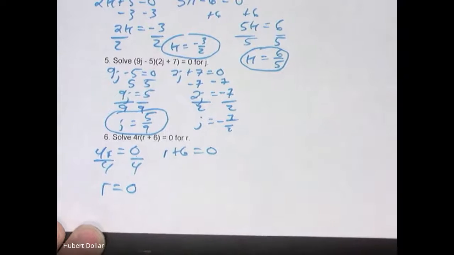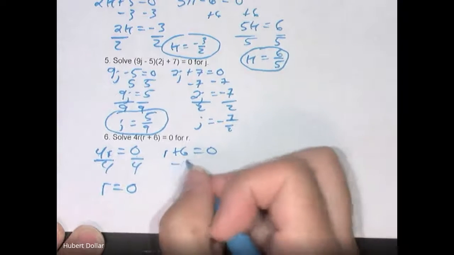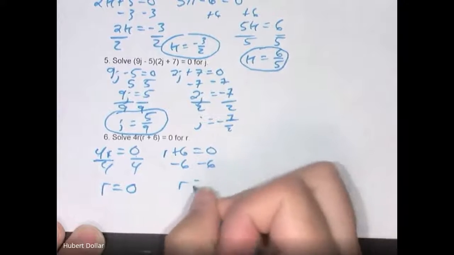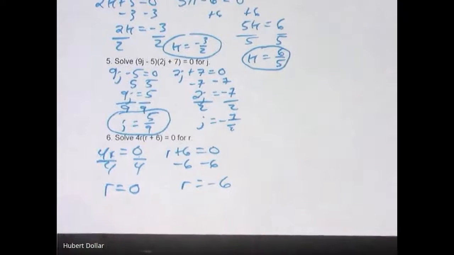And finally, r plus 6 equals 0. The opposite of adding 6 is minusing 6. So r equals negative 6. So that is how you solve a quadratic equation with the zero product property.